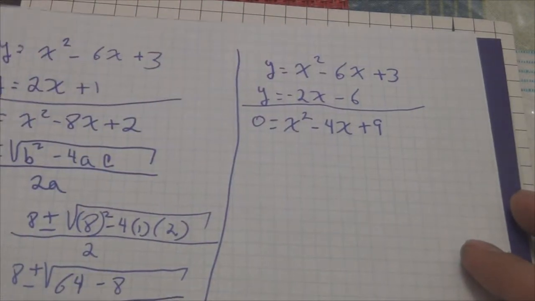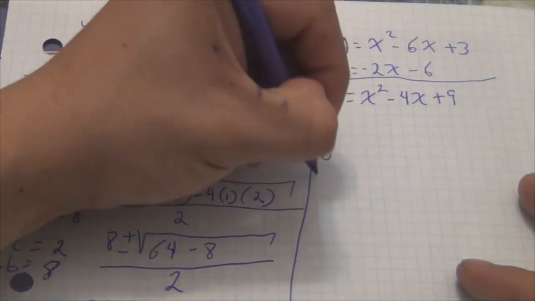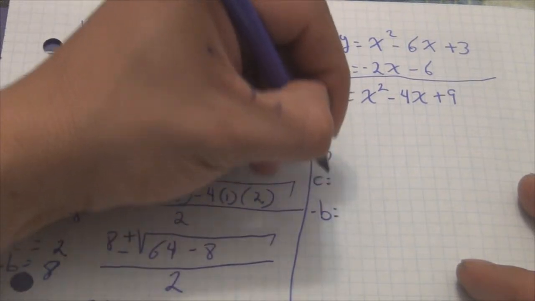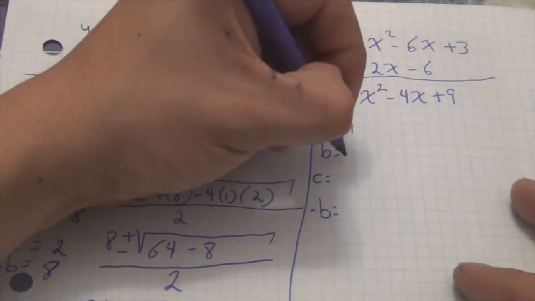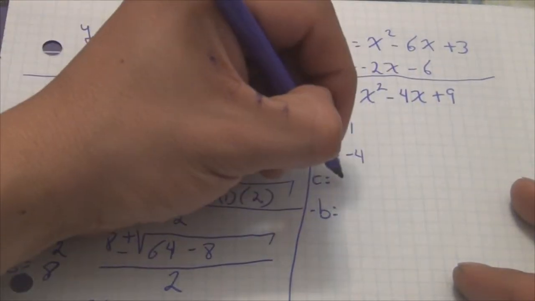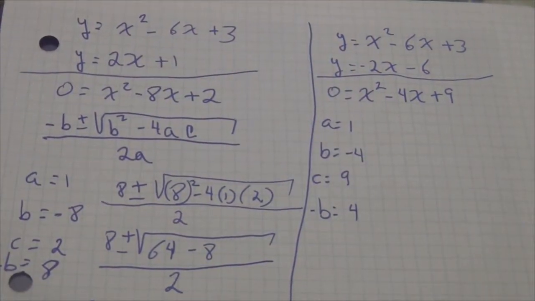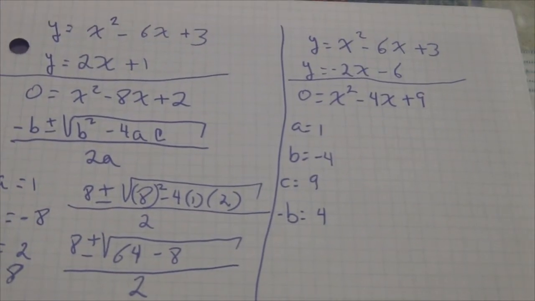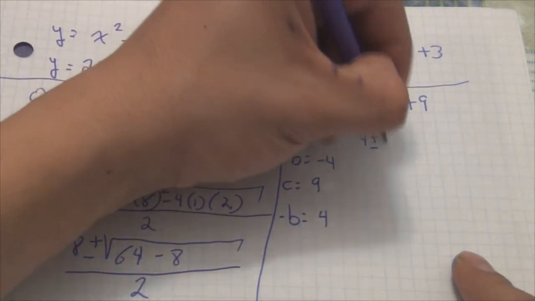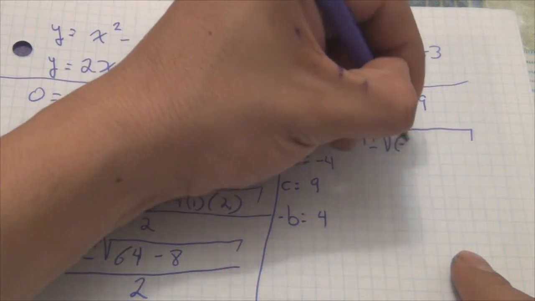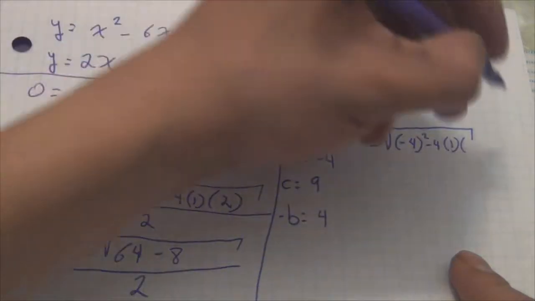So I want to use the quadratic formula. We already have the quadratic formula right here. So I'm just going to find out what a, b, c, and negative b are. A is the coefficient of x squared, b is the coefficient of the linear term, c is the constant, and negative b is just the opposite of b, so that will be positive 4. Now let me replace into the quadratic formula. So negative b plus or minus the square root of b squared minus 4 times a times c.